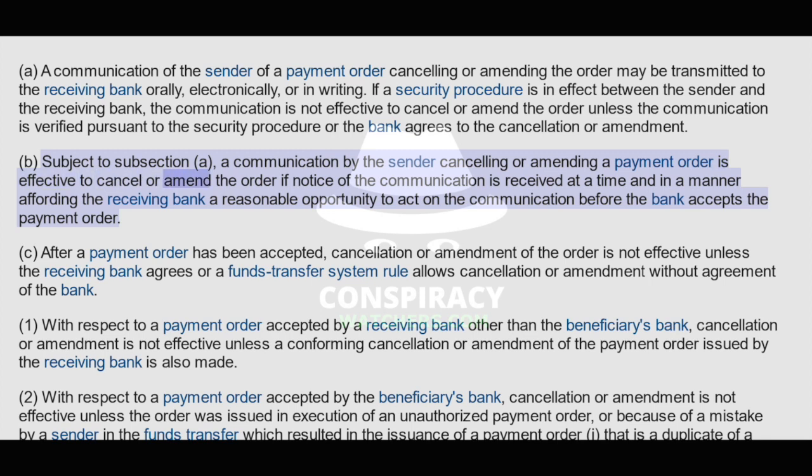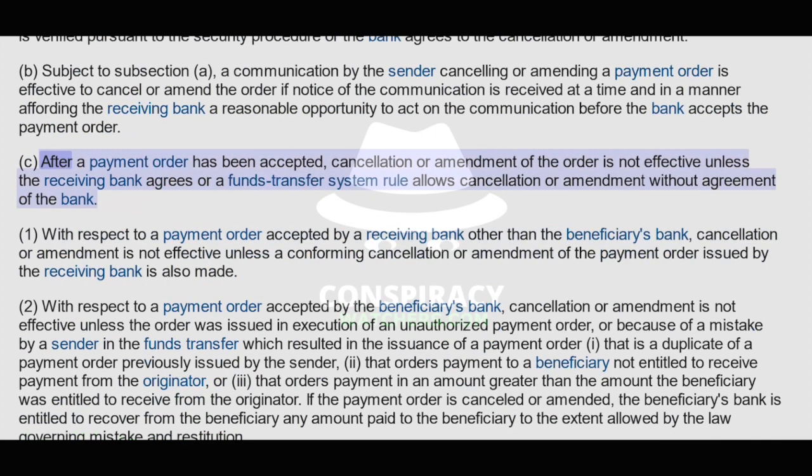Subject to subsection, a communication by the sender canceling or amending a payment order is effective to cancel or amend the order if notice of the communication is received at a time and in a manner affording the receiving bank a reasonable opportunity to act on the communication before the bank accepts the payment order. After a payment order has been accepted, cancellation or amendment of the order is not effective unless the receiving bank agrees or a funds transfer system rule allows cancellation or amendment without agreement of the bank.